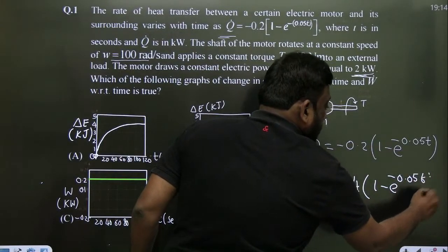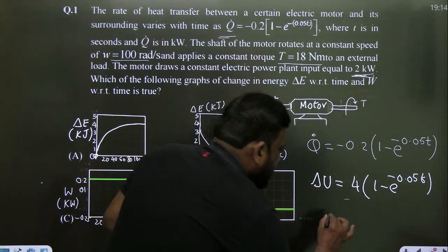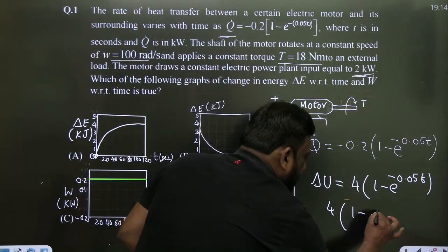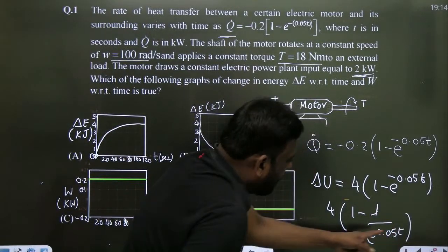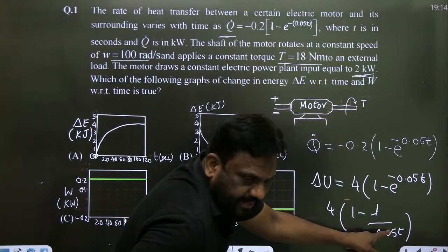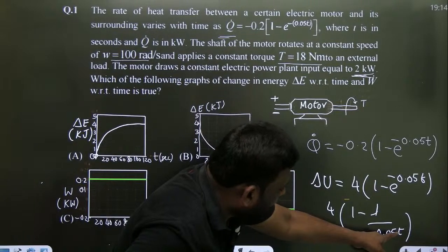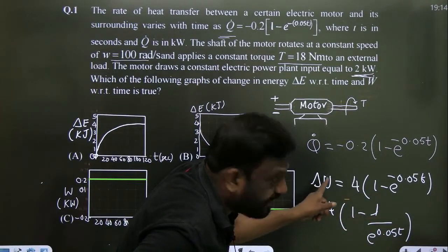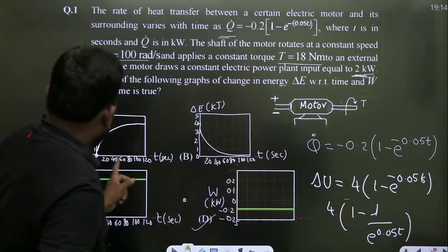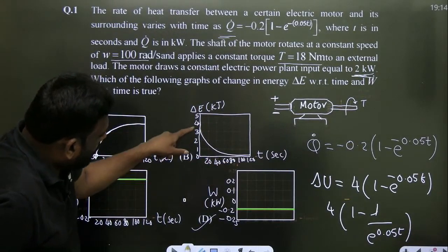Listen carefully, when the value of t is increasing, can I write this as 4 into 1 minus 1 by e power 0.05 t? Yes. When t is increasing, this denominator is increasing, so this value is decreasing, negative decrease. That means delta u is increasing exponentially. It keeps increasing.